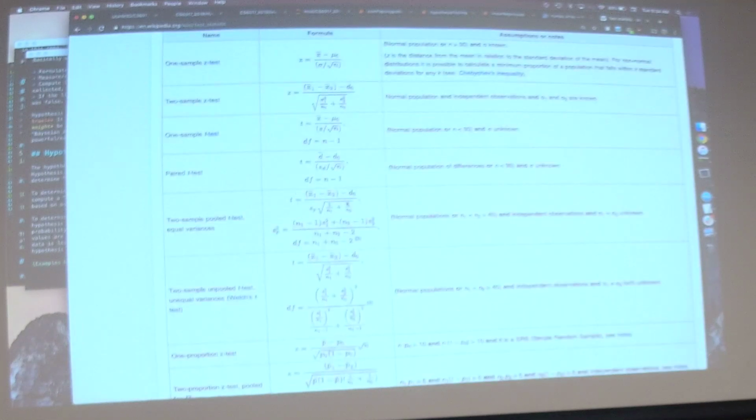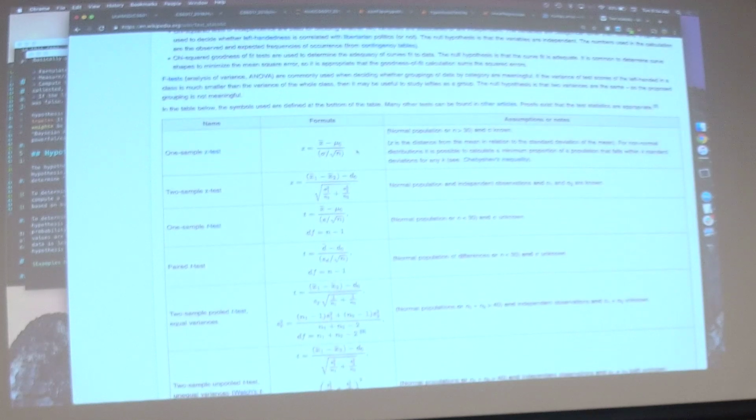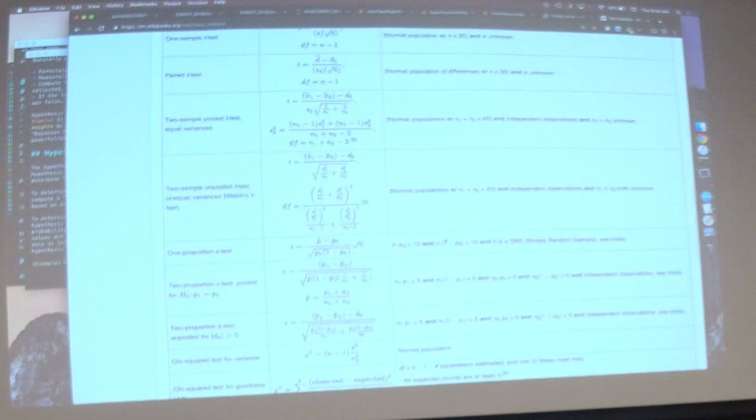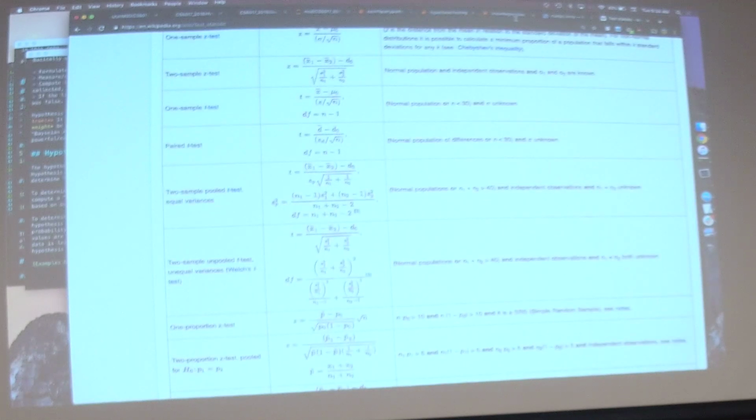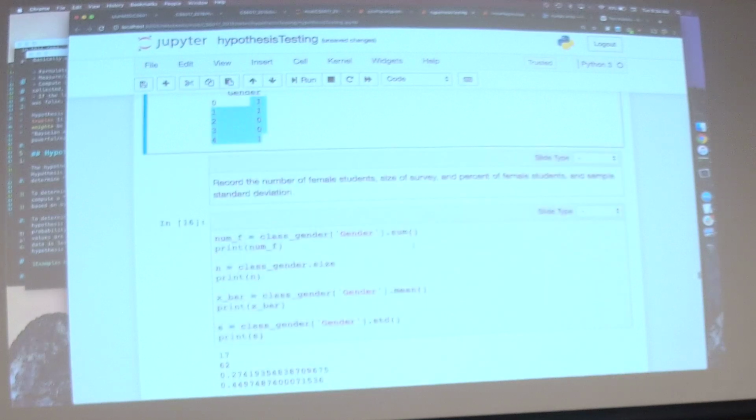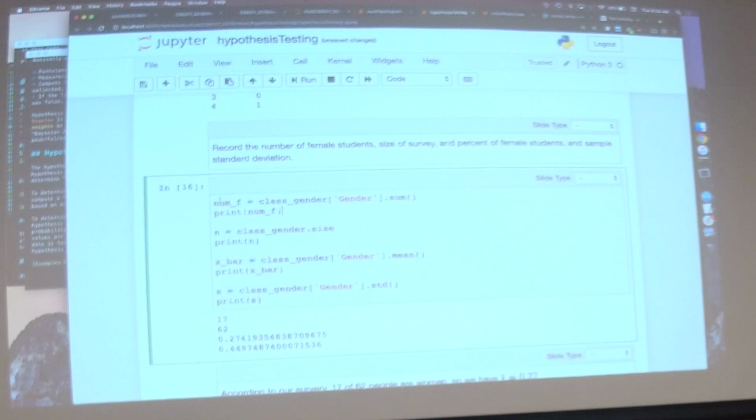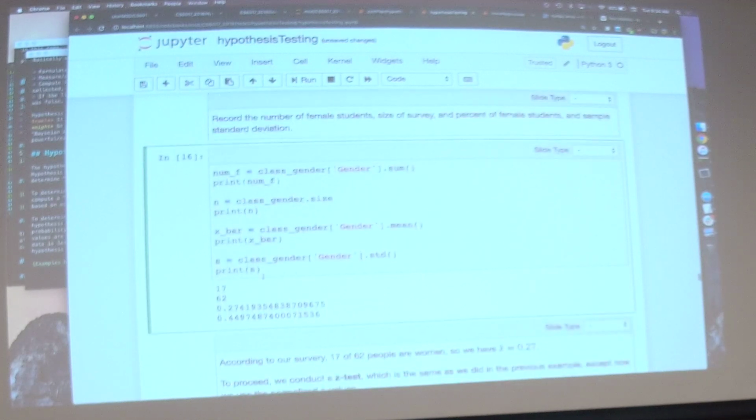And from our Wikipedia page, we have decided that the one sample z-test was the one we wanted. To compute that, we need to know n, the number of people in the survey, the number of women, the average gender, and the standard deviation. So we had 17 women out of 62, which was 27%, and there was this much standard deviation.